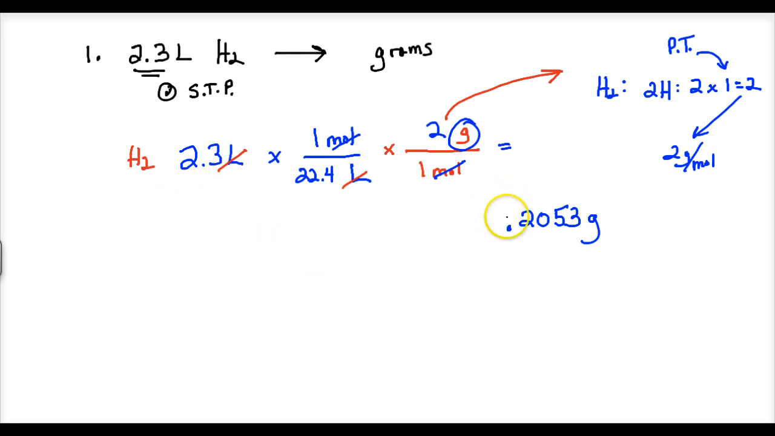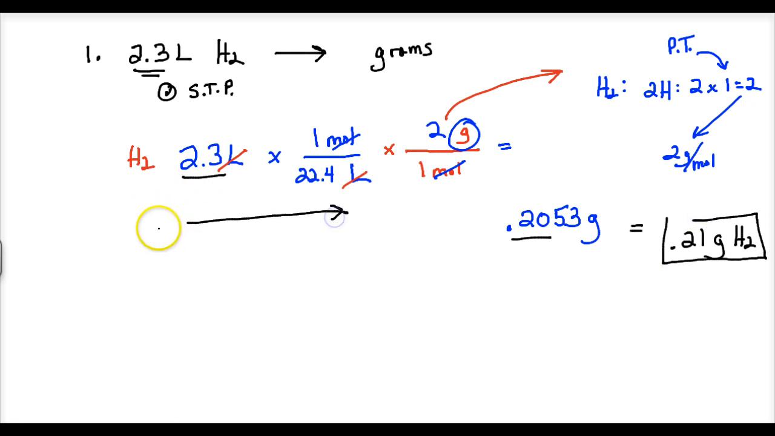It's a 2-step problem. Now, of course, I started with how many sig figs? 2, so my conversion should end with 2, so I really should have 0.21 grams of hydrogen. So all we did was this first part, we converted our liters into what? Moles. And then we took the moles and we converted it into grams. That's the second step.